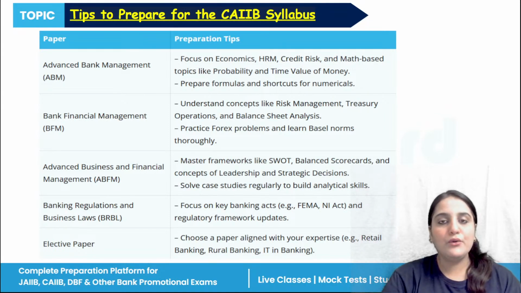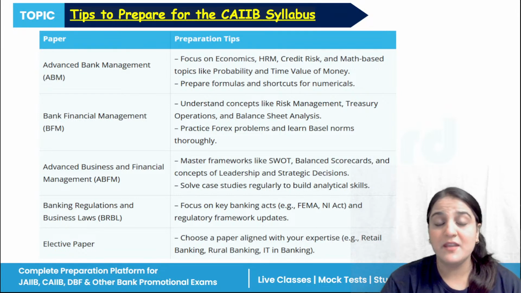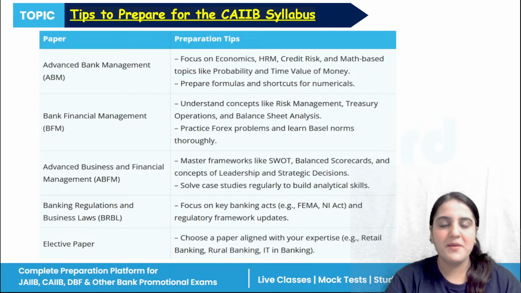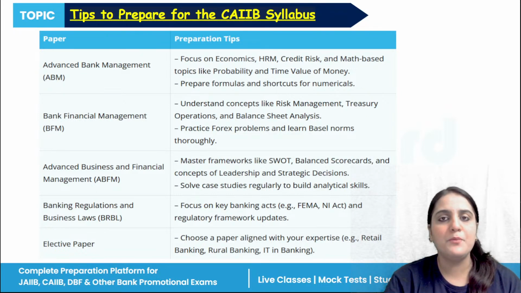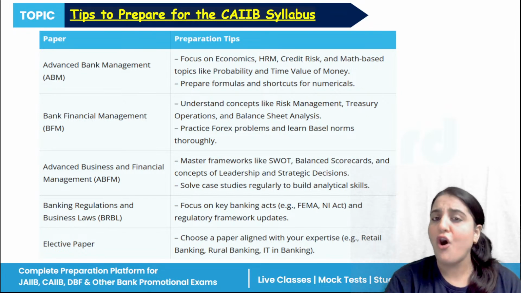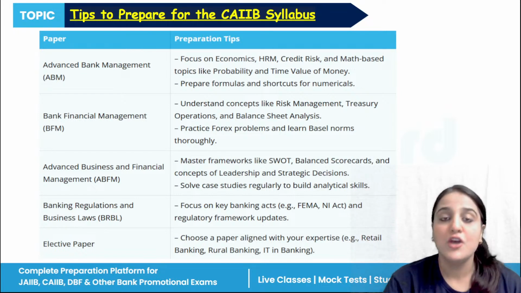Now, how to prepare for the CAIIB syllabus? If we talk about the ABM, in this you have to focus on economics, HRM, credit risk, and math-based topics like probability and the time value of money. You have to prepare all the formulas and all shortcuts for the numericals, so it can save time in your examination.